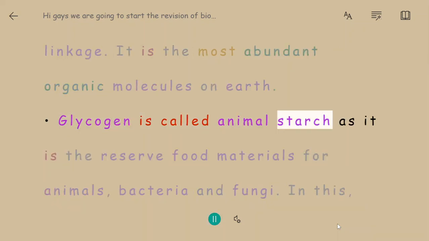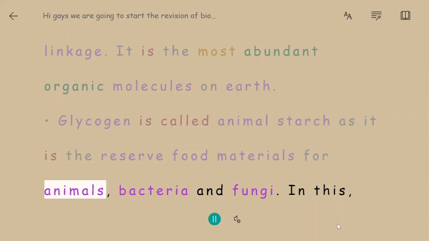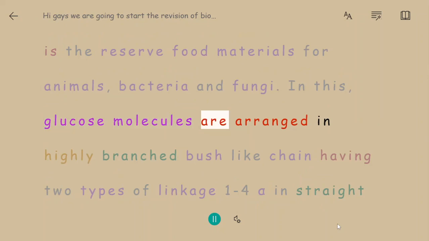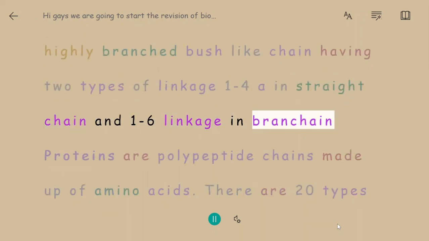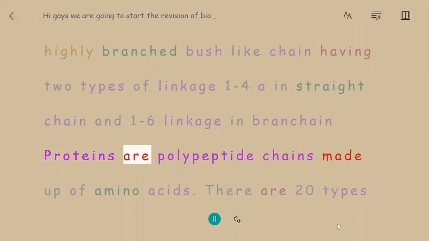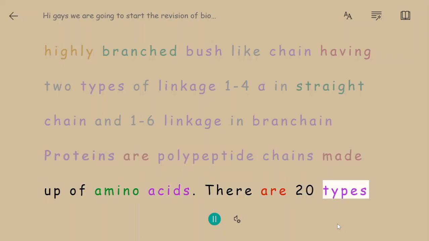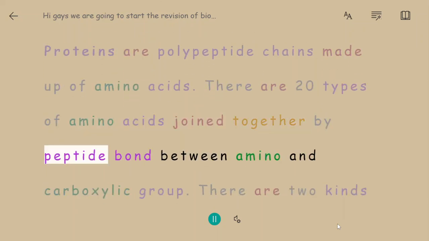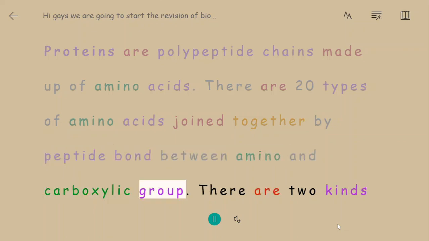Glycogen is called animal starch as it is the reserve food material for animals, bacteria and fungi. In this, glucose molecules are arranged in a highly branched bush-like chain having two types of linkage: 1 to 4 alpha in the straight chain and 1 to 6 linkage in the branch. Proteins are polypeptide chains made up of amino acids. There are 20 types of amino acids joined together by peptide bond between amino and carboxylic group.